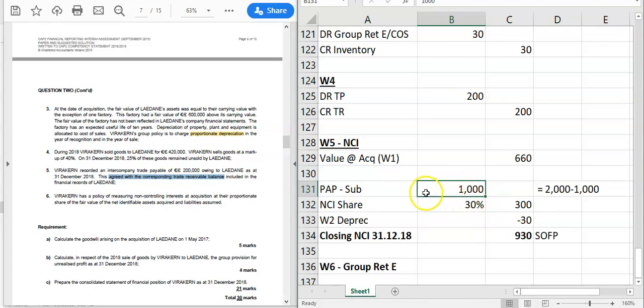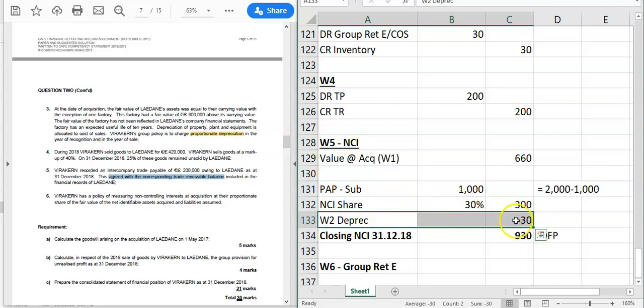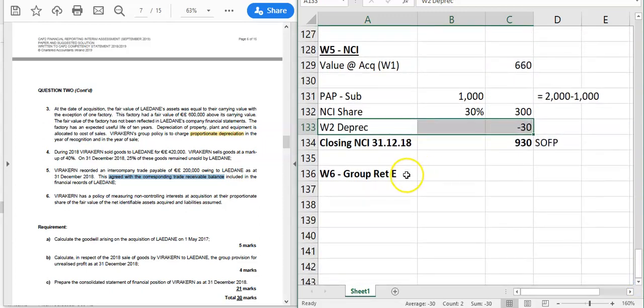I always do that full and make my adjustments. I directly take off the 30% like this. Some students put the full adjustment in and only take 30% once. Both answers will get to 930, both will get full marks. The other big adjustment we have then is group retained earnings.